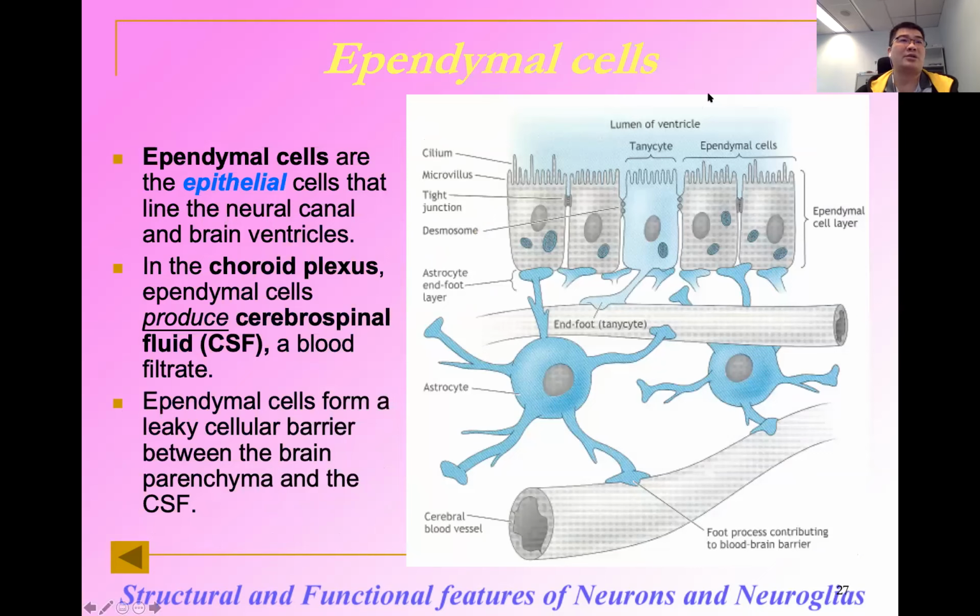Ependymal cells are the ones that form the choroid plexus that produces cerebrospinal fluid, the CSF. Some of those are also forming the leaky blood-brain barrier. So some parts of the blood-brain barrier are more leaky than others. It all depends on the site. Okay.